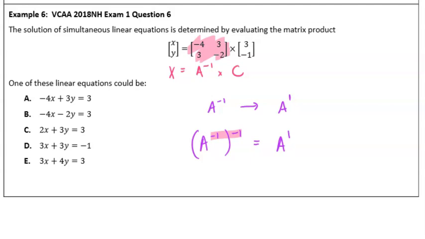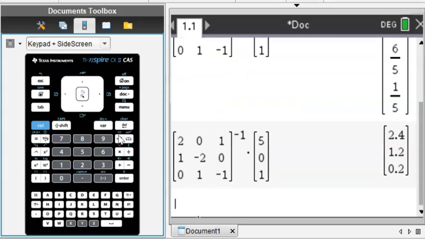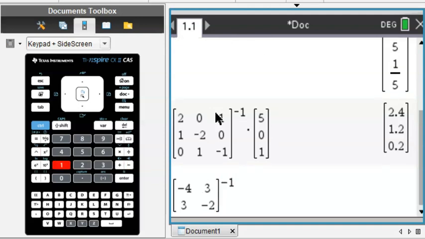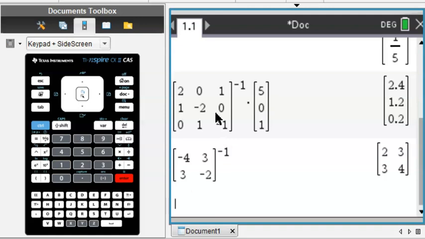We'll use our calculator for that. Okay, so just entering in that matrix of -4, 3, 3 again, and -2. And we want to do that to the power of -1. So we're getting back to an original matrix of 2, 3, 3, 4.